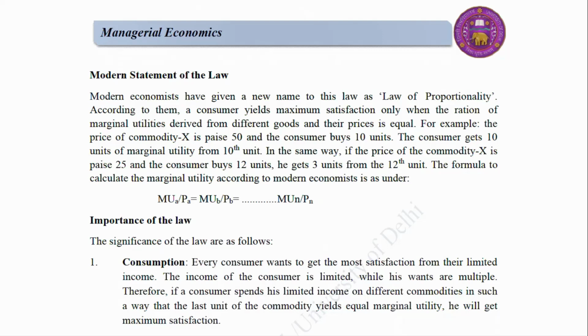In the same way, if the price of the commodity X is 25 paise and the consumer buys 12 units, he gets 3 units from the 12th unit. The formula to calculate the marginal utility according to modern economists is as follows. MU of A upon P of A is equal to MU of B upon P of B is equal to so on and so forth till MU of N upon P of N.